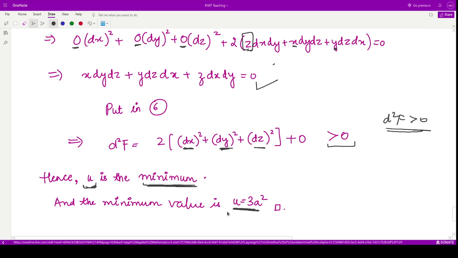So this is the minimum value, but you do not know at which points this minimum is attained for the given surface. So this is the limitation of the method. However, this method is a very easy method where you can compute all these values of the given function.